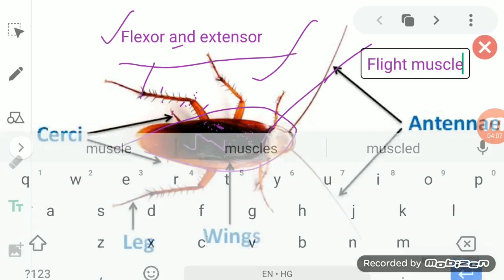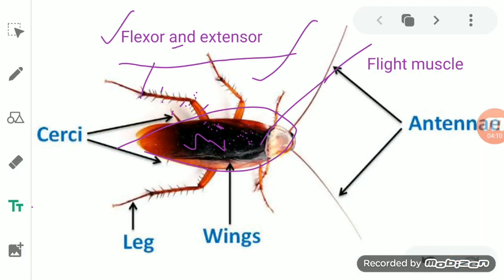Now students, what is the meaning of flight? Here, when we talk about flight muscles, it means the muscles which help the insect to fly. That's why the term is written as flight muscle. So the cockroach has two pairs of wings attached to the breast with the help of flight muscles, and it flies in the air by using the wings with the help of flight muscles.